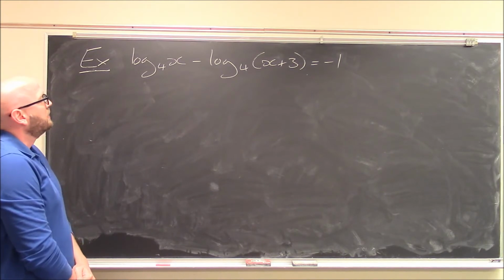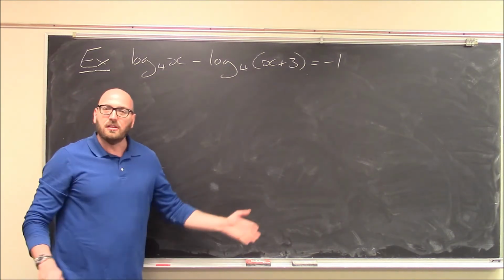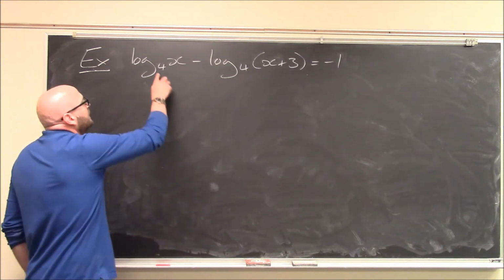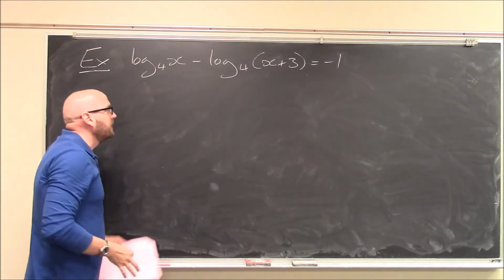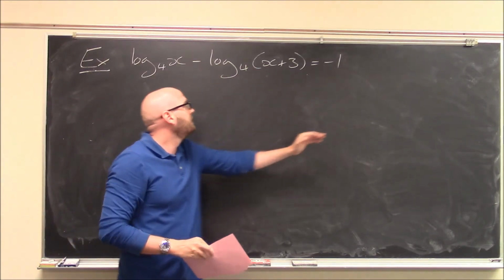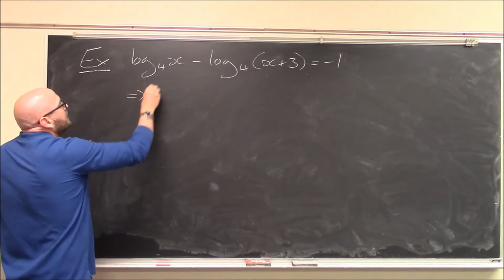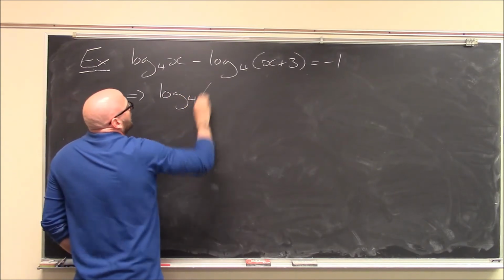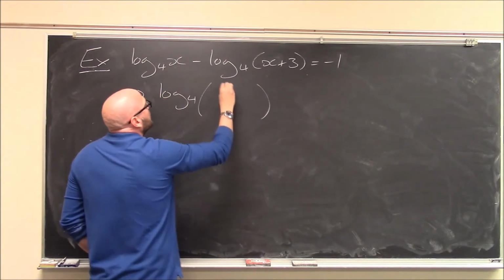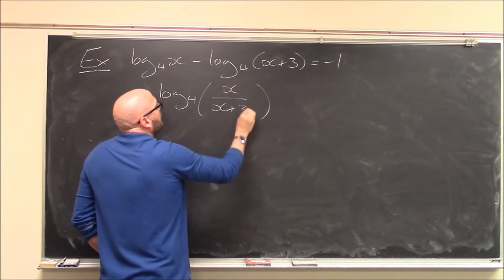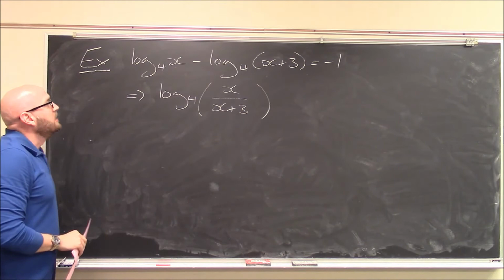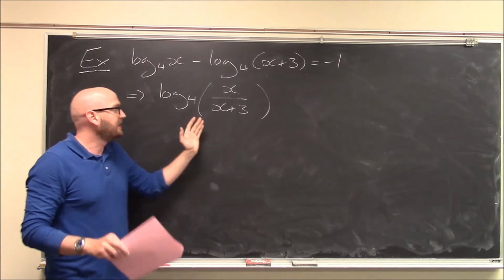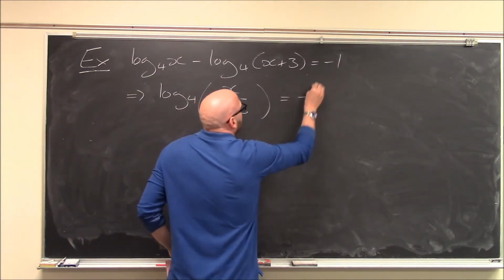So what do I want to do? The goal is to eliminate the logs. Somehow I need to get rid of the logs. So how am I going to do that? Well, I want to combine these together for starters. I want a single log expression equal to something. So let's do that. A difference of logs becomes a log of a quotient. So here's my numerator, x over x plus 3. Notice, by the way, I'm only allowed to do that because these have the same base. If the bases were different, I couldn't combine them, but this is the better situation to be in.